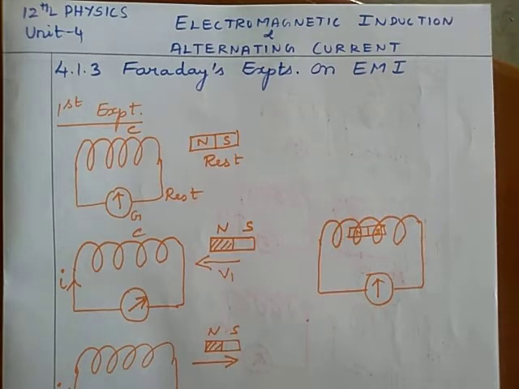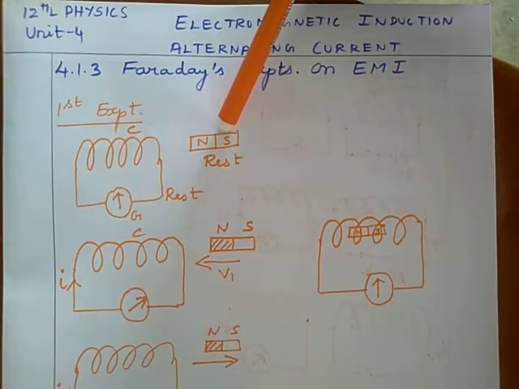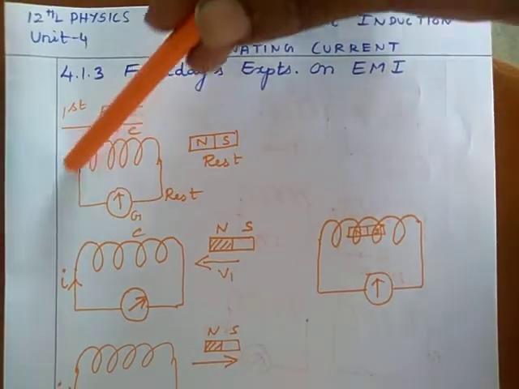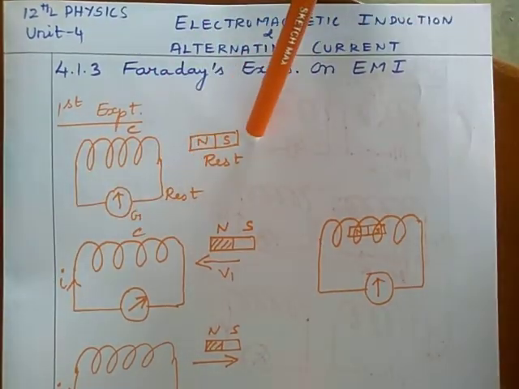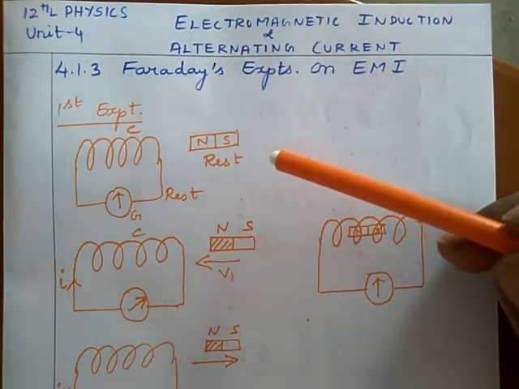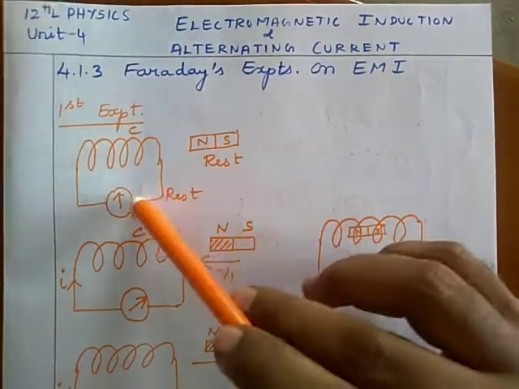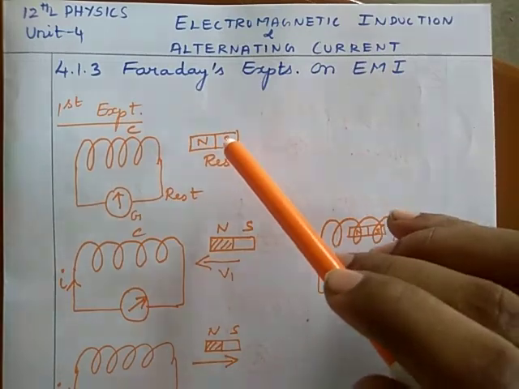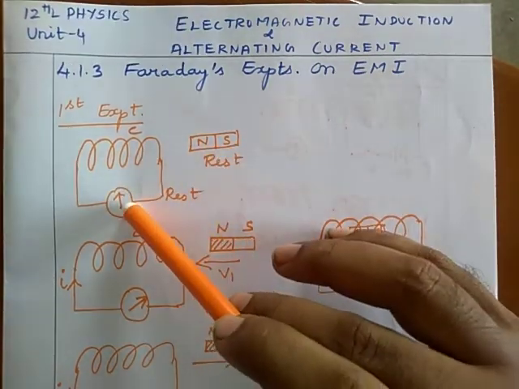Here in the first experiment, Faraday considered a closed circuit consisting of a coil, a galvanometer, and a bar magnet. In the first case, the coil is kept stationary and the magnet is moved. Let me start the experiment. At first, the coil is kept stationary and the magnet is also kept stationary, but near the coil. In that case, the galvanometer shows zero deflection.